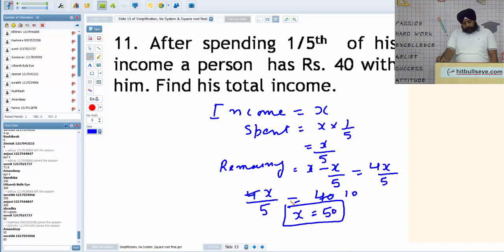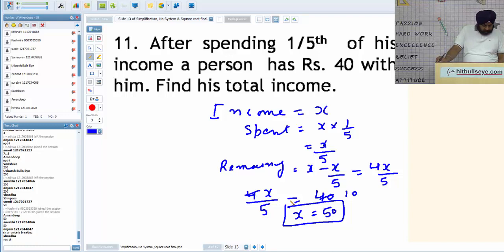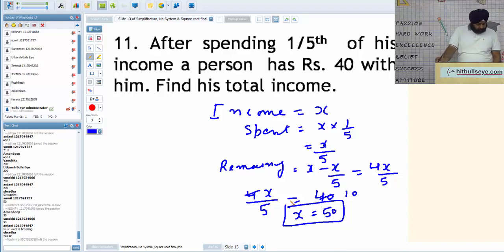So you can alternately check the answer. 1/5 of 50 is 10, and after spending 10, you would have saved rupees 40. Okay? Yes, Anjani. I said, had the answer been 200, you can alternately check: 1/5 of 200 is 40. So 200 minus 40 would have been 160. Yes, Shraddha, is it okay now?